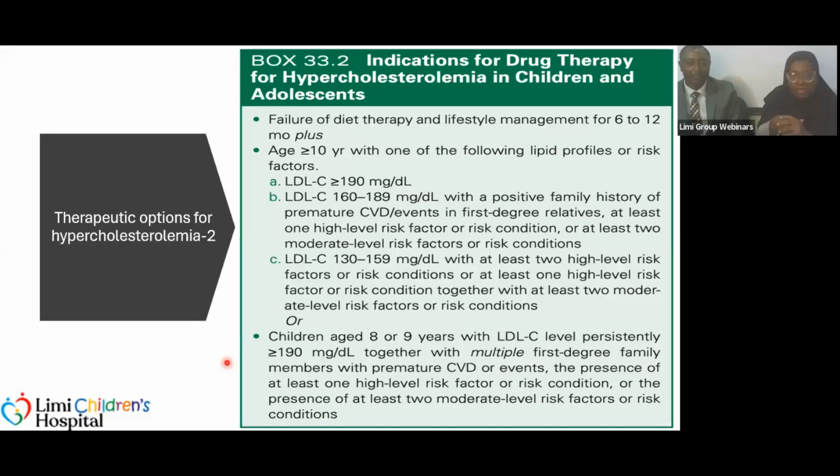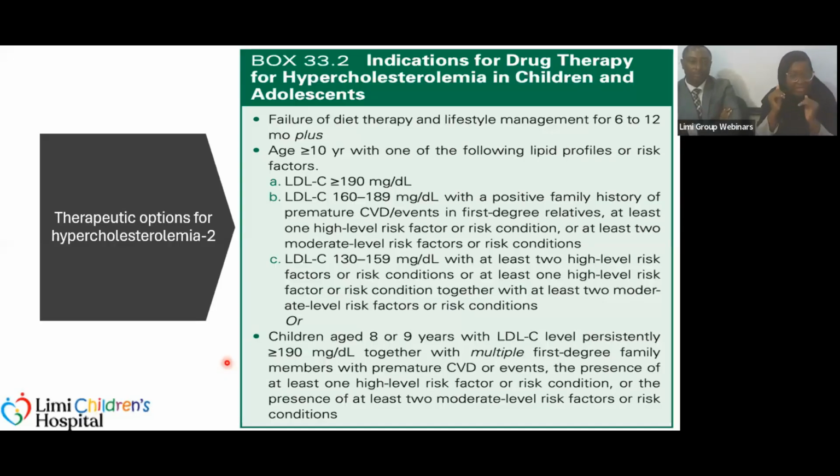I'm sure we're all seeing the slide. So there's need to tell us what we mean by high level risk factors and moderate level risk factors. High level risk factors include hypertension, that is the patient is hypertensive on drugs, smokes, has a BMI greater than the 97th percentile, has diabetes mellitus, has chronic kidney disease, or Kawasaki disease with current aneurysm.